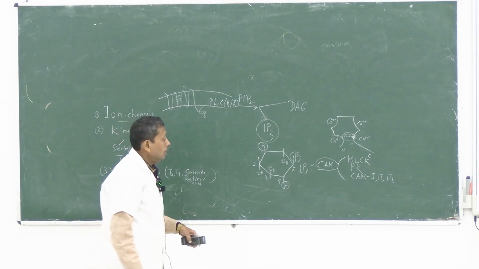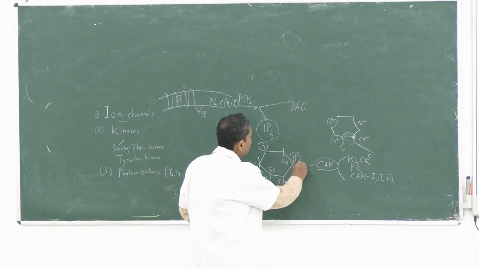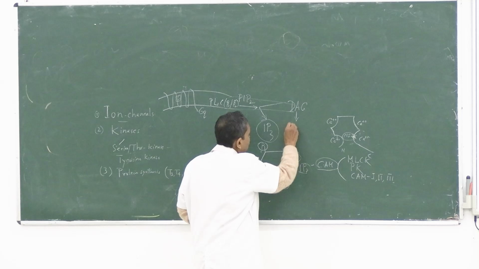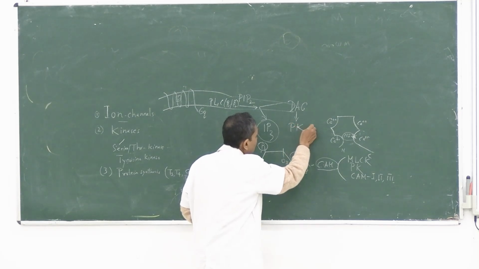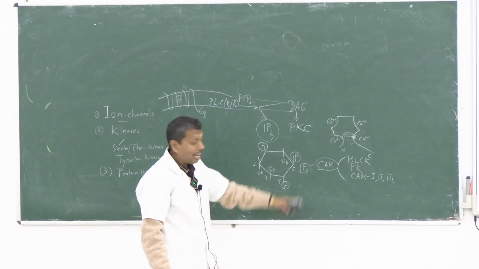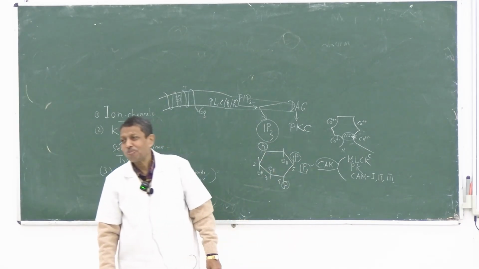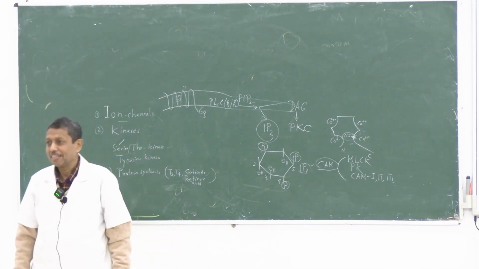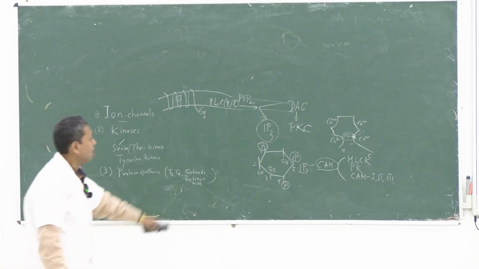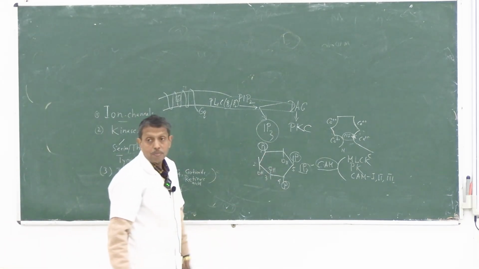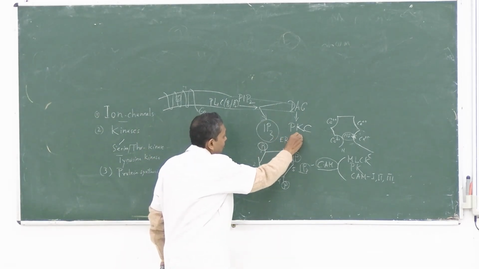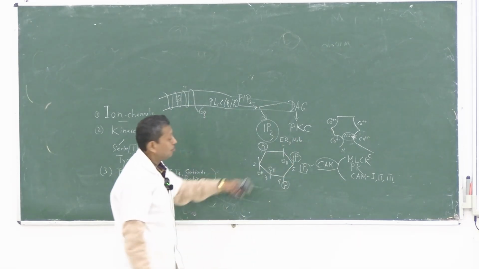Now this IP3 comes into circulation, but DAG remains in the cell membrane and activates protein kinase C, which has 7 subspecies. It has activity similar to that of protein kinase A, which is produced with cyclic AMP. Inositol triphosphate is responsible primarily for the liberation of calcium from the endoplasmic reticulum and mitochondria.